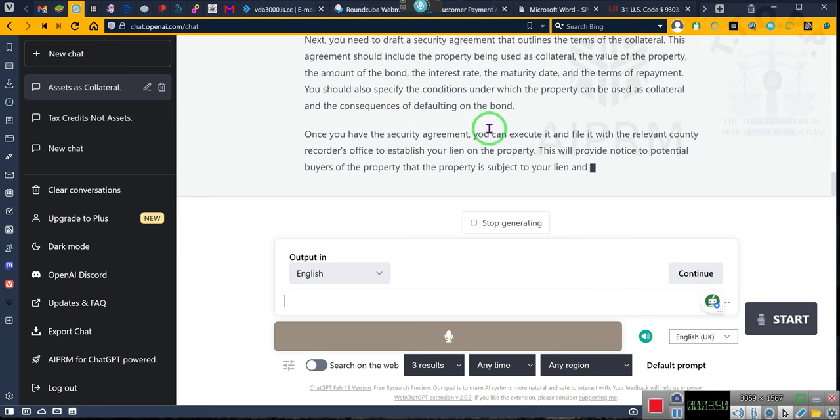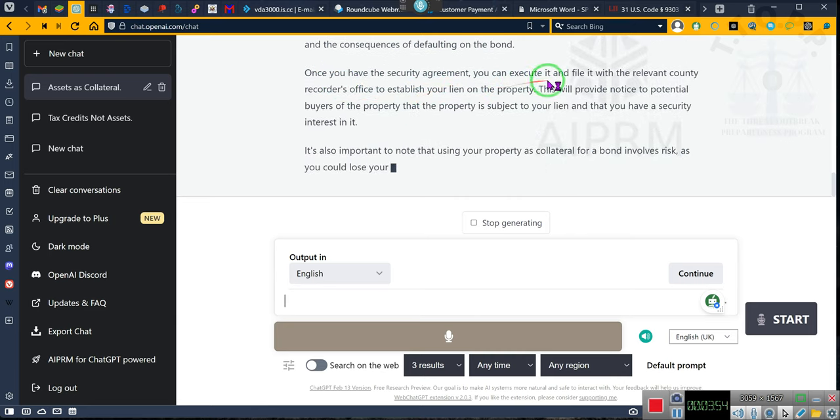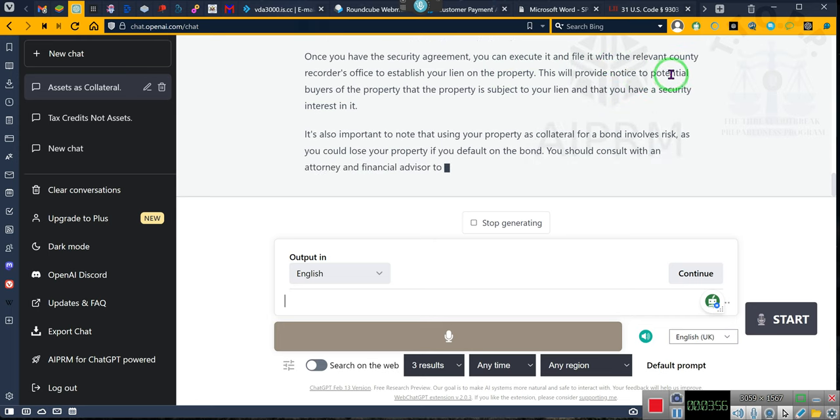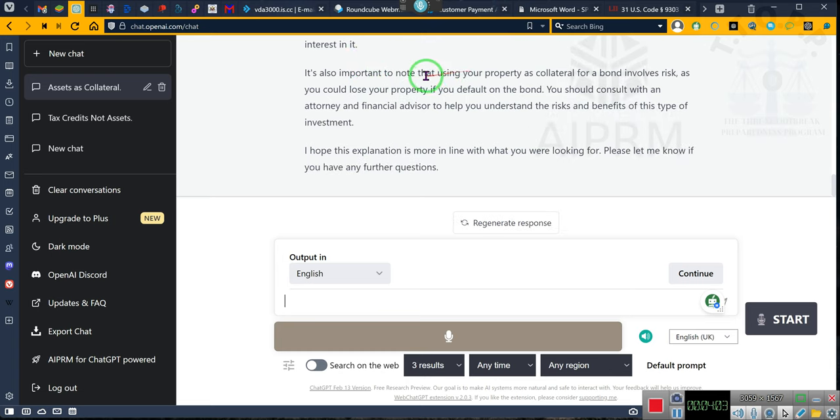Next, you need to draft a security agreement that outlines the terms of the collateral. Once you have the security agreement, you can execute it and file it with the relevant county recorder. It is important to note that using your property as collateral for a bond involves risk, as you could lose your property if you default on the bond. You should consult with an attorney.